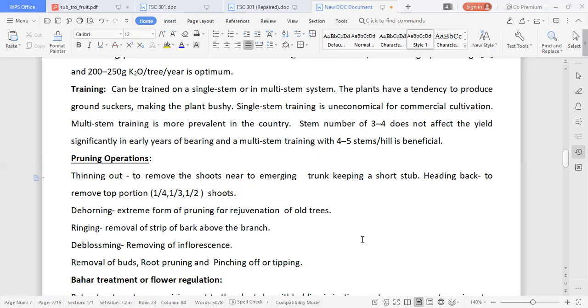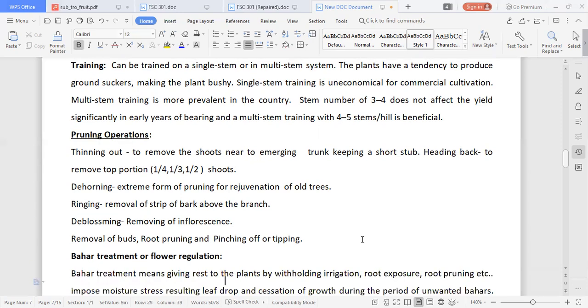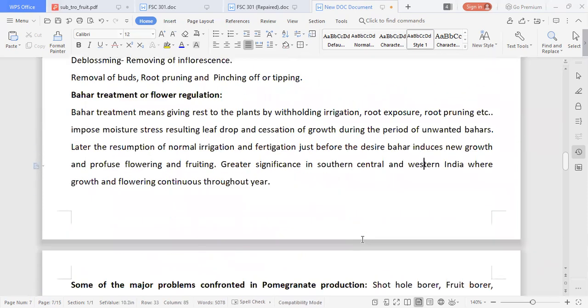That is thinning operation, removal of inflorescence, then removal of buds, then root pruning, as well as pinching off or tipping. Pinching off means just 4 or 5 centimeters from the tip of the branch, that you have to remove or cut. So it will also encourage your number of branches. Below the portion where you have cut, so many branches will arise. It will make your tree bush shaped, so the canopy gets a bush type of shape. By that way, you can obtain more flowers as well as fruiting.